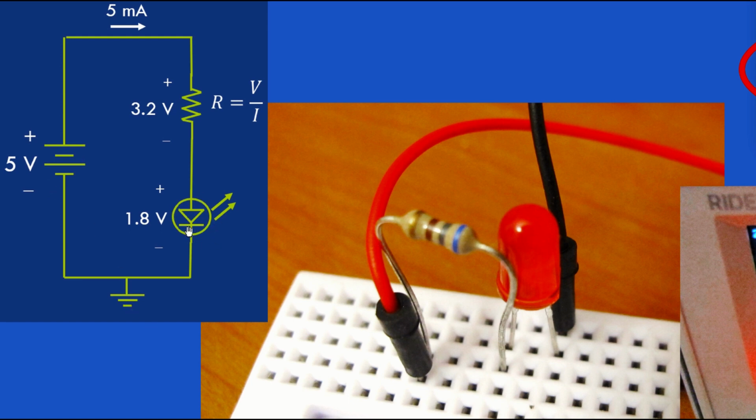And notice the symbol on the LED, it has a directional aspect to it, so you got to make sure you get it in the right direction, and you get that information from the datasheet.